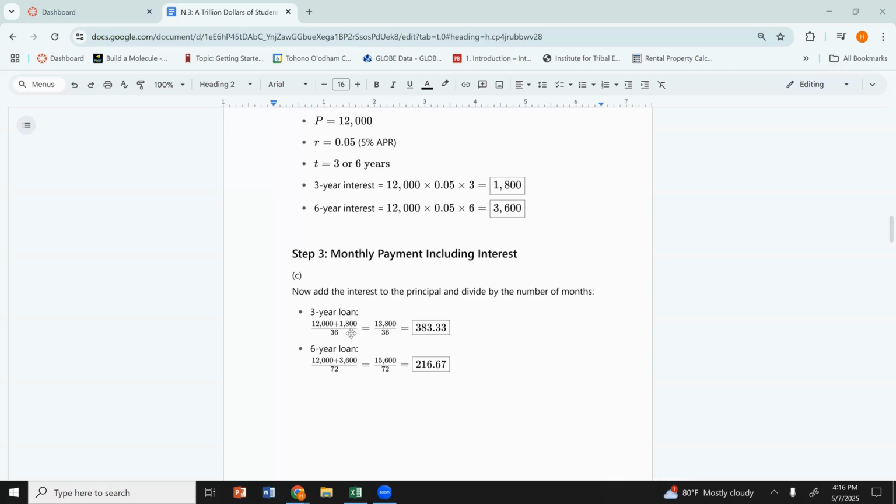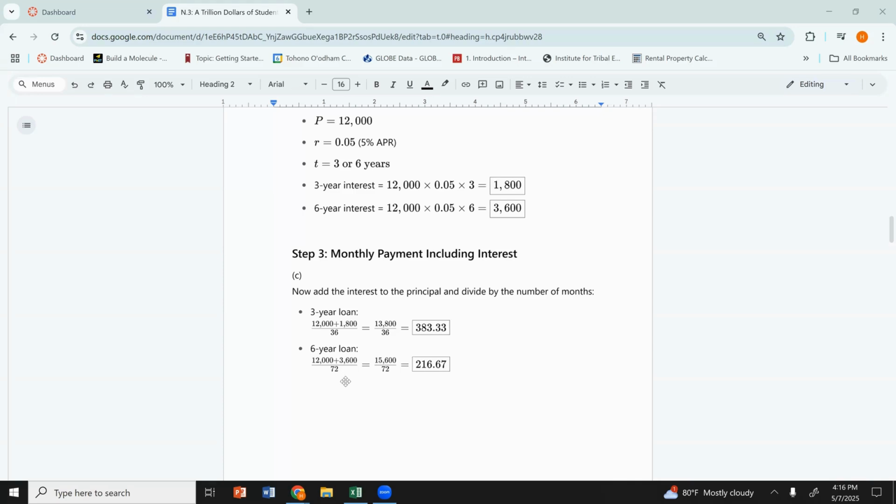So for the 3 years, we borrowed 12,000, and in 3 years, we're going to be paying 1,800 in interest, divided by 36. 36 is the number of months in 3 years. So that's basically 13,800 divided by 36. So that's $383.33 per month. This is what you will pay every month for 3 years in order to pay off your 12,000 in principal and also the interest.